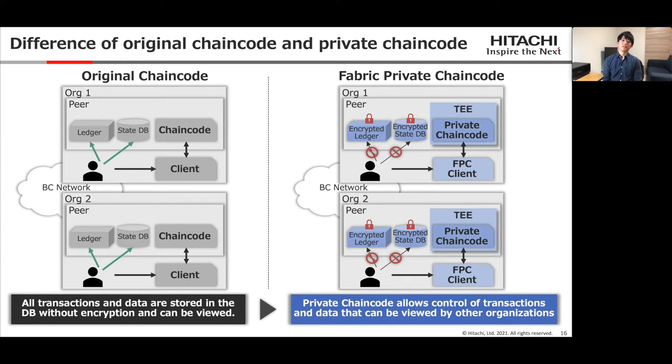On the other hand, in the private chaincode, a user invokes the chaincode with the transaction encrypted. The chaincode encrypts and stores the contents of the ledger and state database. Therefore, even if users access the ledger or state database directly, they will not be able to check the contents.